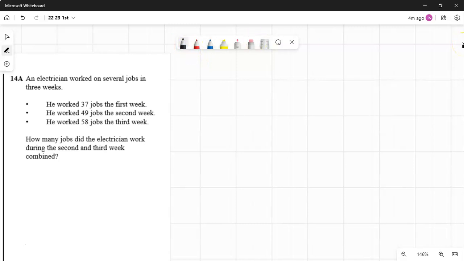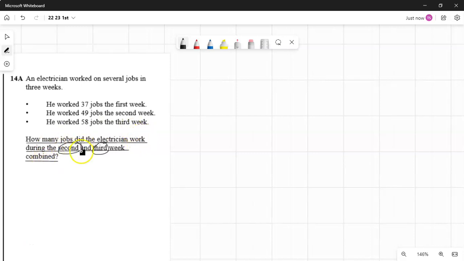So, first step when I'm doing these problems is I go ahead and underline the question. So I'm going to underline how many jobs did the electrician work during the second and third week combined. So I'm going to box in some information. It's asking me about the second week. I'm going to circle some information. And it's asking me about the third week. And I am going to box in some information that looks interesting to me.